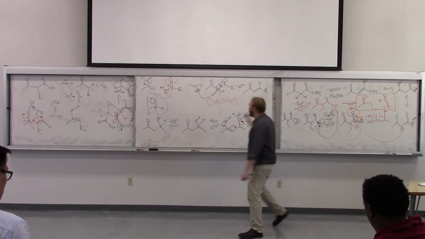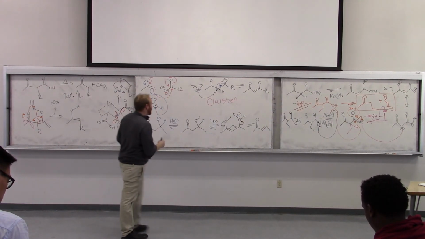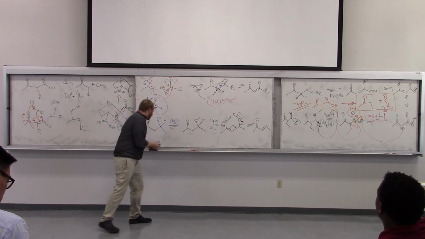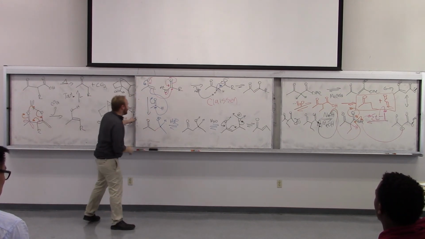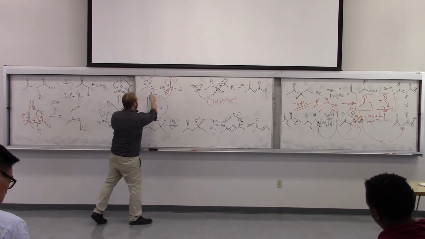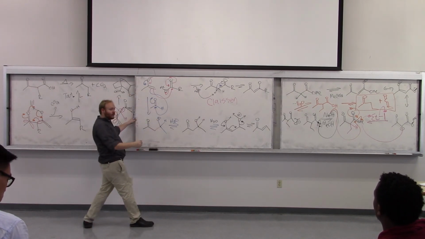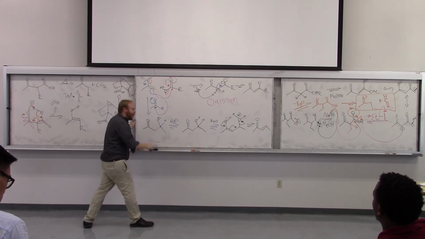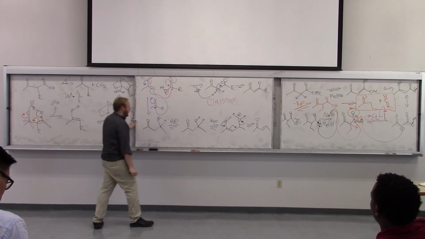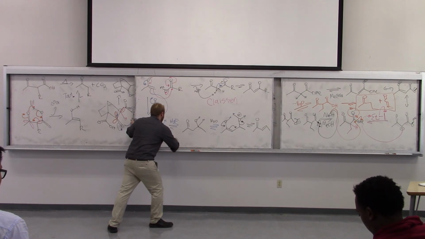Alright, so again, this is just an overview of what we'll be going over in the first part. And so we'll talk about the mechanism more. But again, enolate plus aldehyde or ketone gives us an aldol. So aldol, there's a product with an alcohol in it. So this is an aldol.